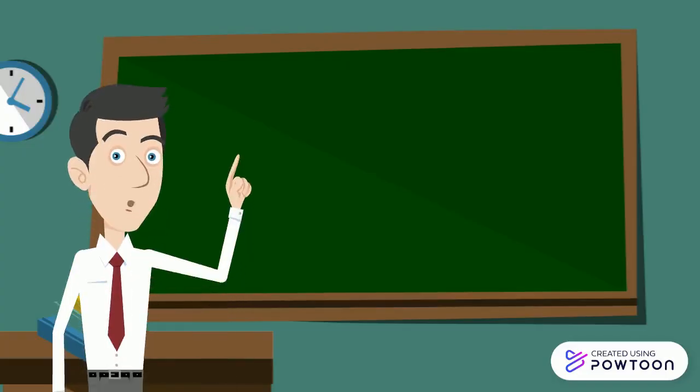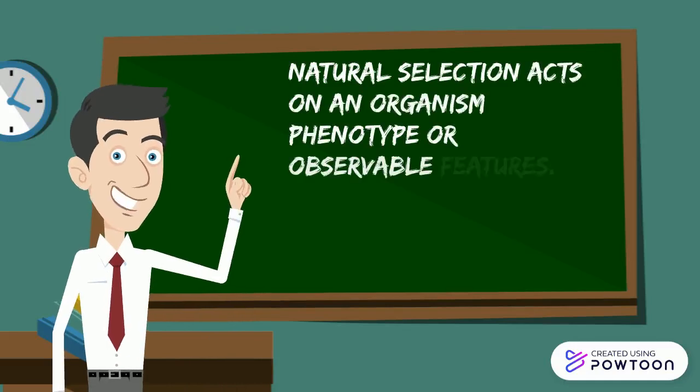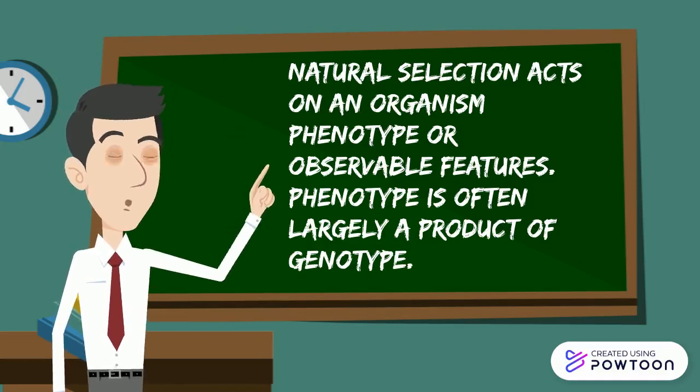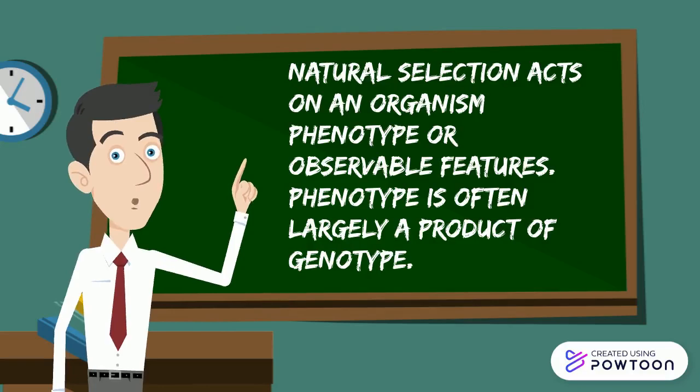Natural selection acts on an organism's phenotype, or observable feature. Phenotype is often largely a product of genotype, with the alleles, or gene versions, the organism carries.